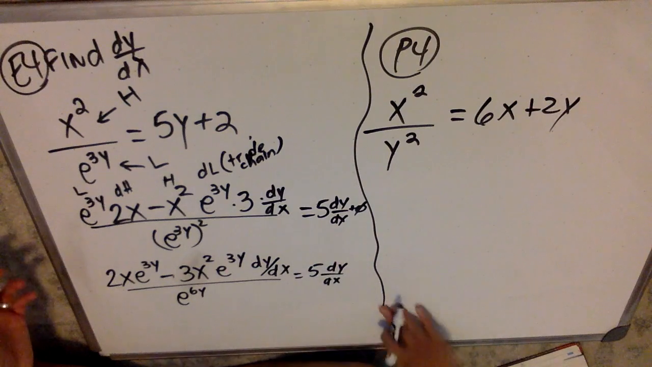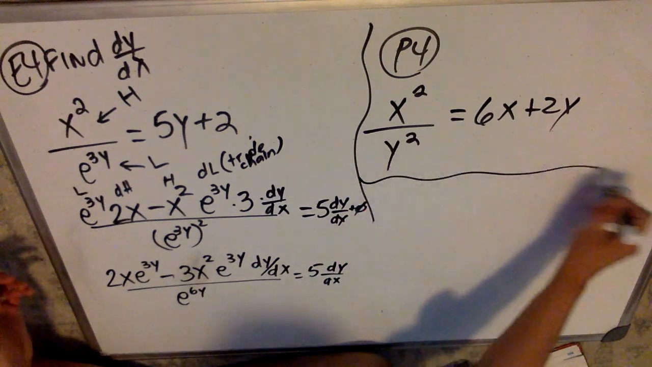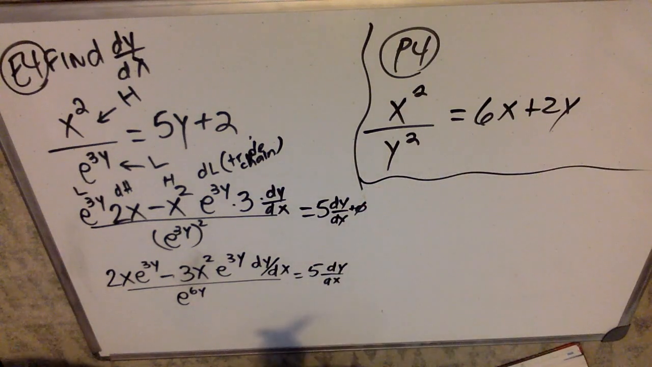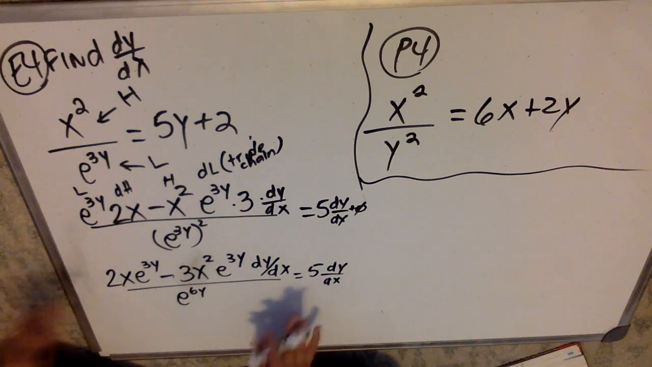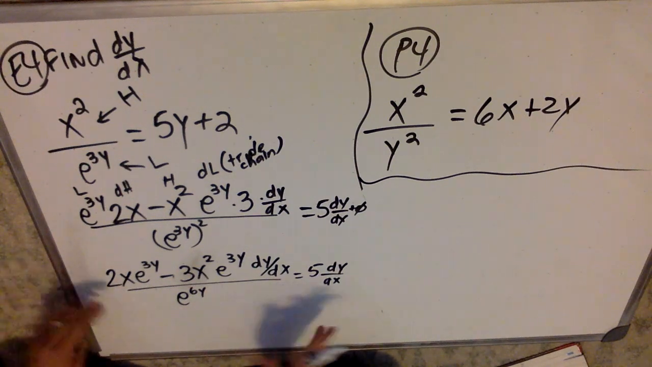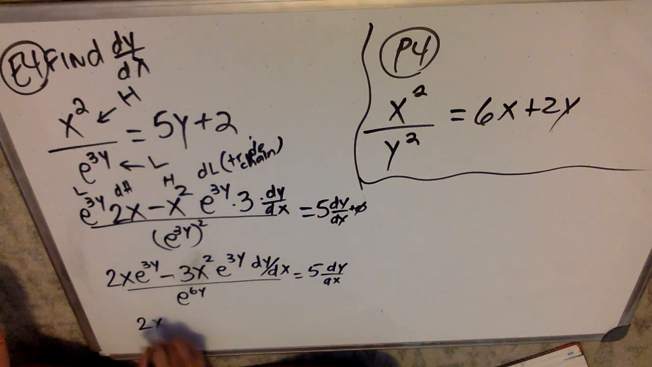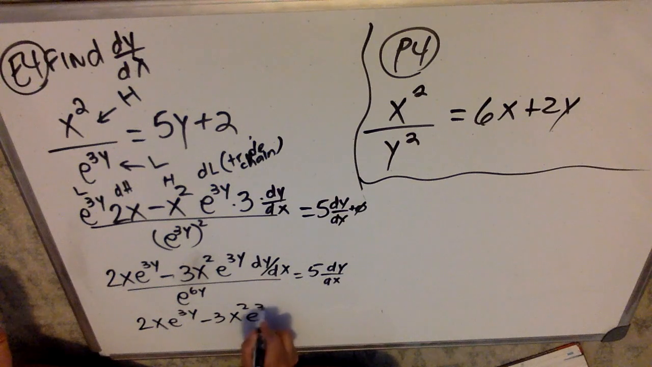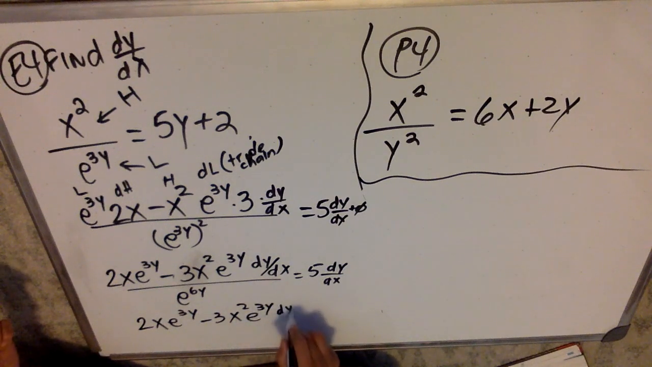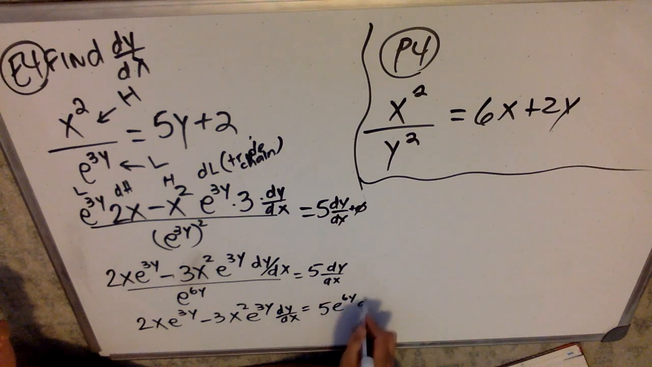Maybe you don't choose to do that, and this is going to take us a fair amount of space, so I'm just going to understand that we will probably eat up our P4 space, and we'll fix it in a second. So there are 2 ways to do this. Let's say you don't spot that you could factor out an e to the 3y. You'd multiply the e to the 6y over, so you get 2x e to the 3y minus 3x squared e to the 3y dy dx equals a 5 e to the 6y dy dx.